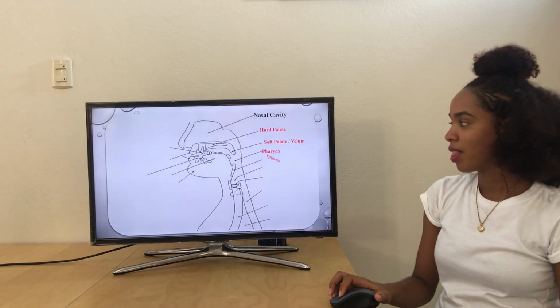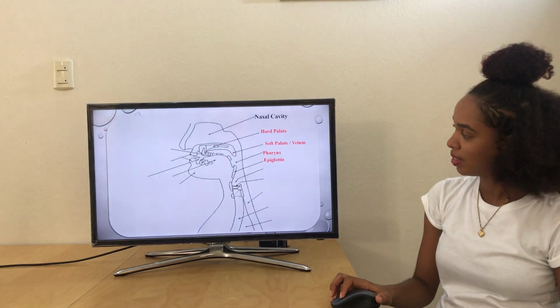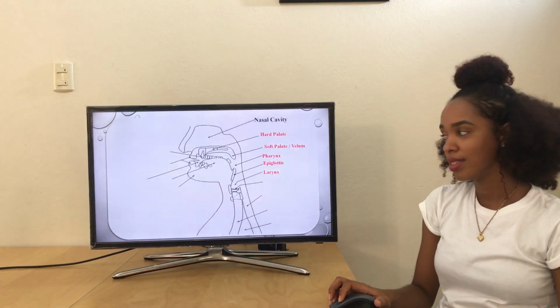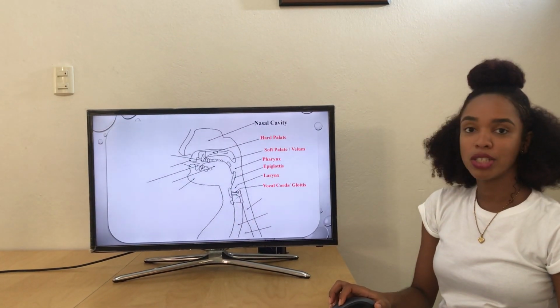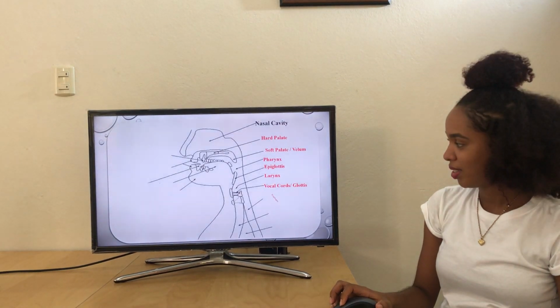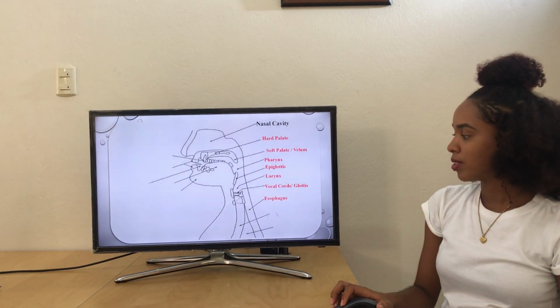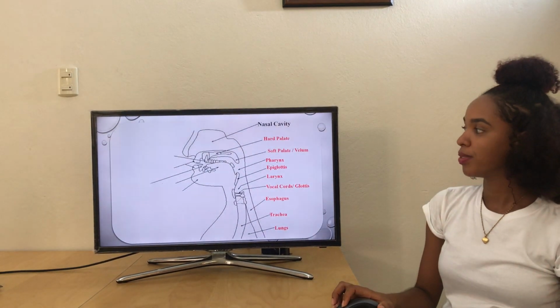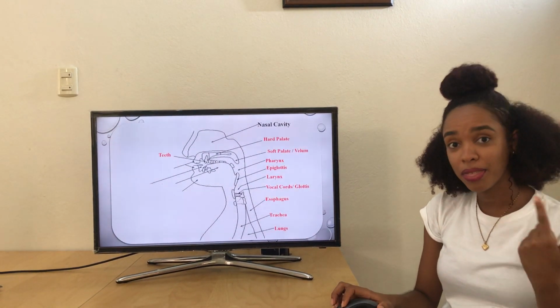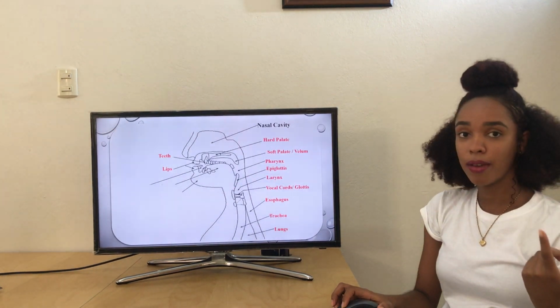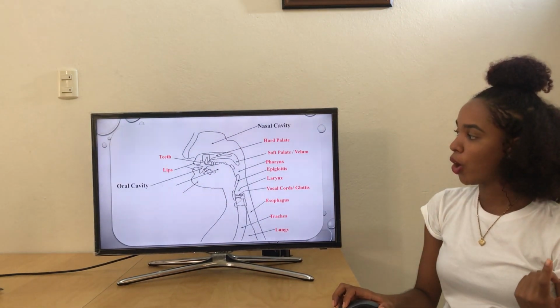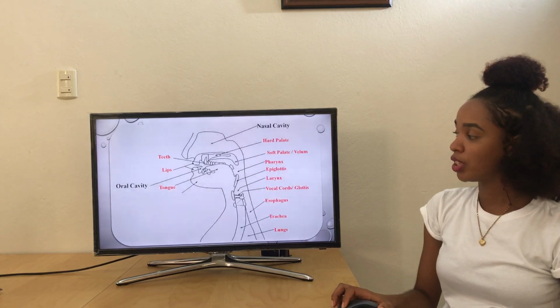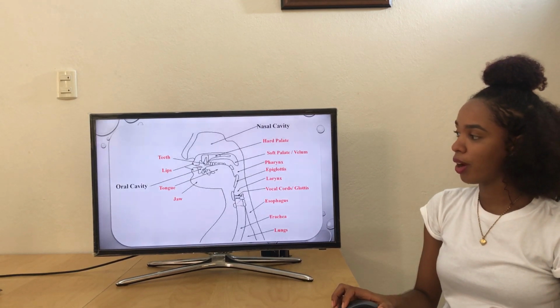pharynx, epiglottis, larynx, vocal cords, also called glottis, esophagus, trachea, lungs, our teeth, our lips, oral cavity, the tongue, and the jaw.